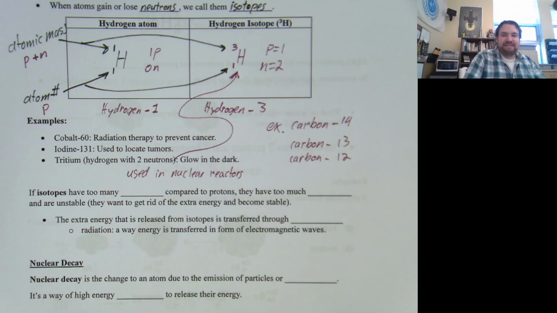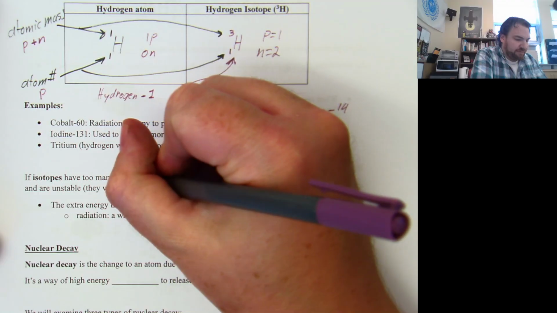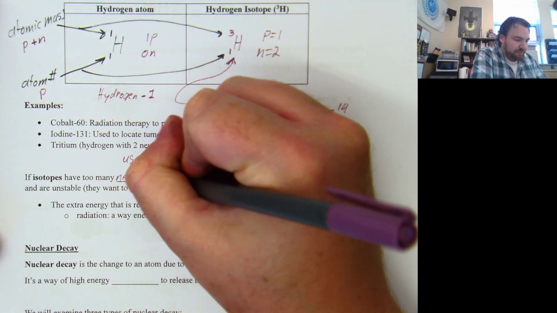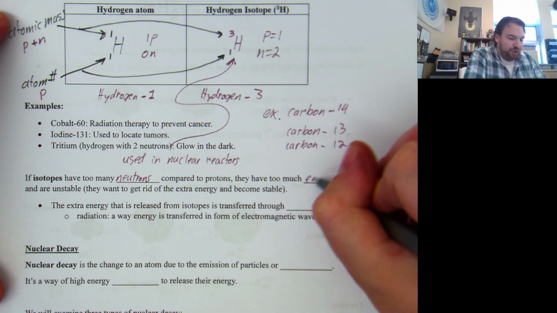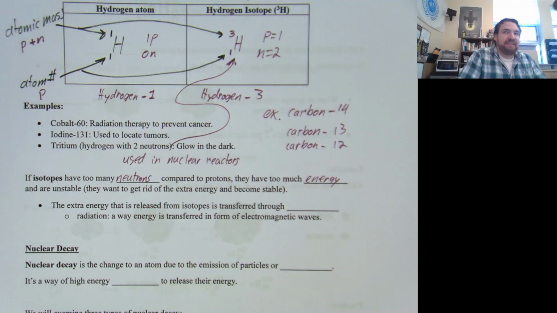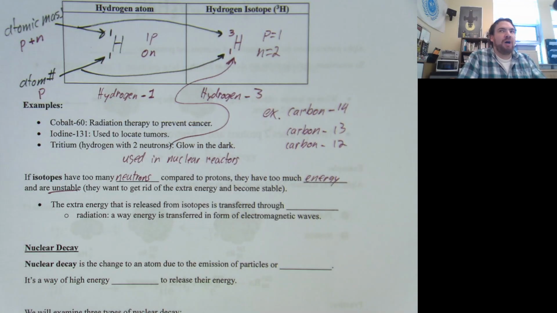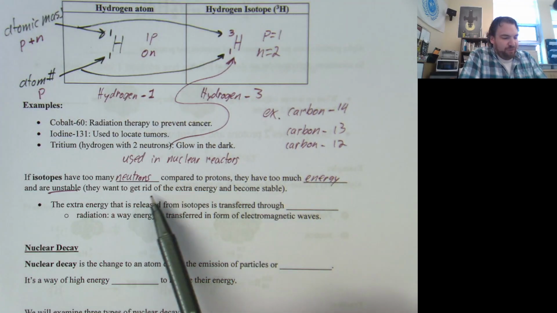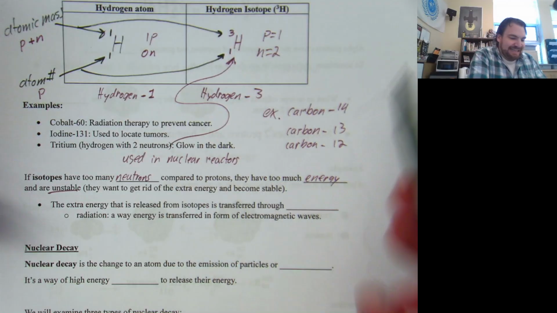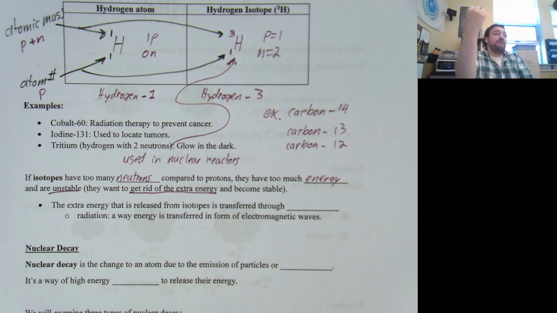So let's fill in some of the blanks here, stuff I've talked about already. If isotopes have too many neutrons compared to protons, they have too much energy. The more neutrons they have, the more energetic they are. They are inherently unstable. Things do not want to be unstable. They want to reach a degree of stability. And to reach stability, they need to get rid of the extra energy, and they do that in 3 different ways.